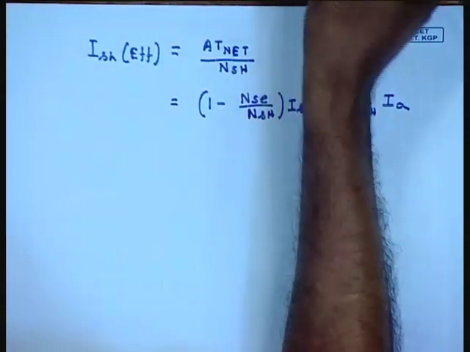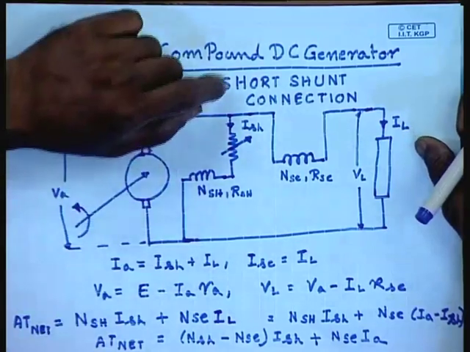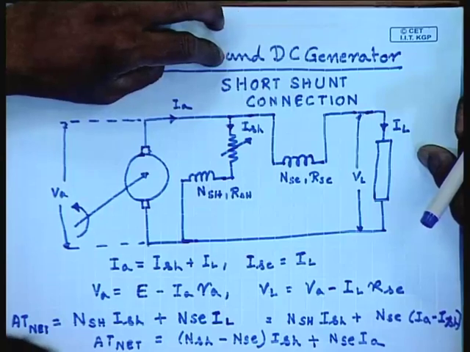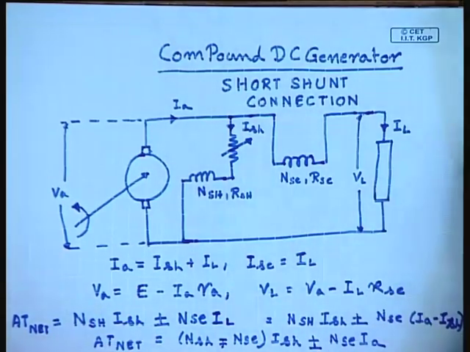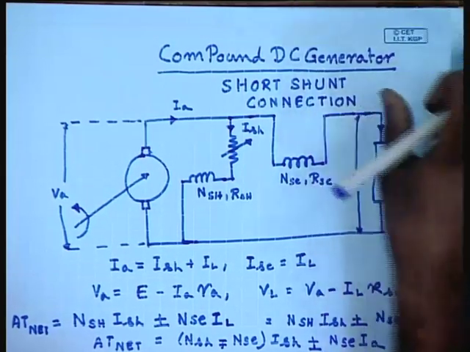It should be appreciated that the series field can be connected in such a manner that it can either assist or oppose the shunt field flux. Hence, ideally we should use a plus minus sign here, that is the series field current may aid or oppose the shunt field. When the series field current assists the shunt field, this is called cumulatively compound. When it opposes the shunt field, it is called differentially compound.